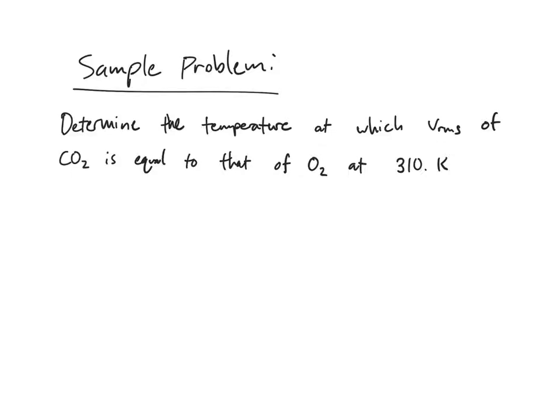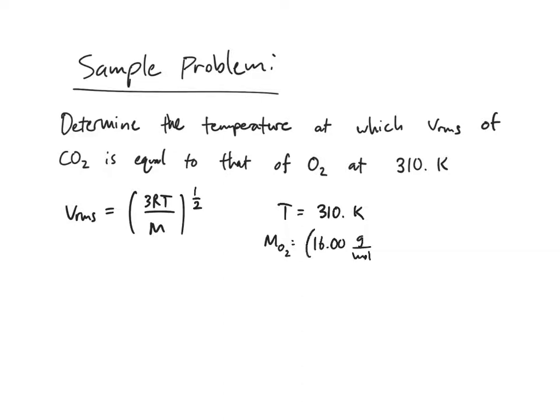O2 at that temperature. So we look up the root mean squared speed formula, 3RT over m to the 1/2 power. We know that T is 310 Kelvin, and the molar mass of O2 is equal to 16.00 grams per mole times 2, which is, of course, 32 grams per mole.